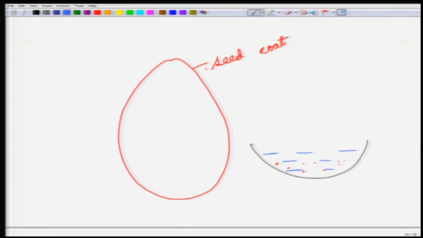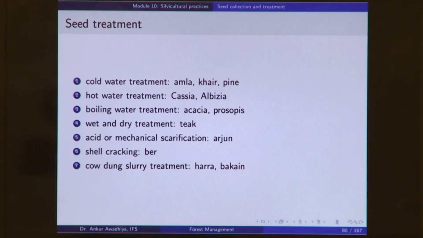Then you may require a wet and dry treatment. Now, in a wet and dry treatment, you soak these seeds, then you dry them out in the sun, then you soak them again, then you dry them again. So, by doing this process again and again, you are softening or breaking up the seed coat. It is typically required for teak.